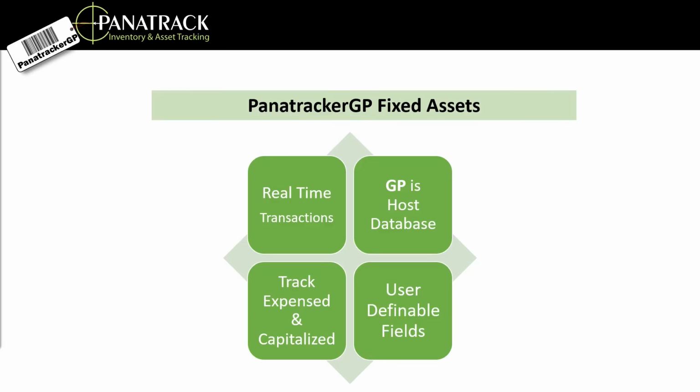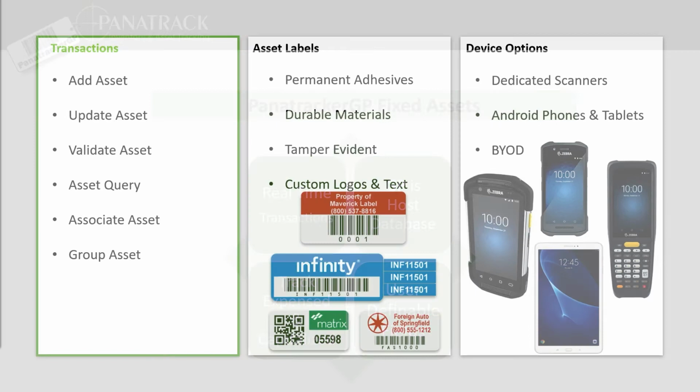The Panatrack Fixed Asset Module is designed to allow users with mobile devices to create, edit, validate, and interact with the physical tracking of the fixed assets that are maintained in GP. All financial data, including the ability to remove an asset record, is kept exclusively to the GP users, allowing the accounting team to hand off the physical management of assets without giving up the financial oversight.